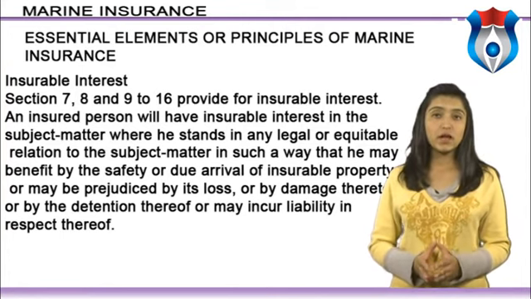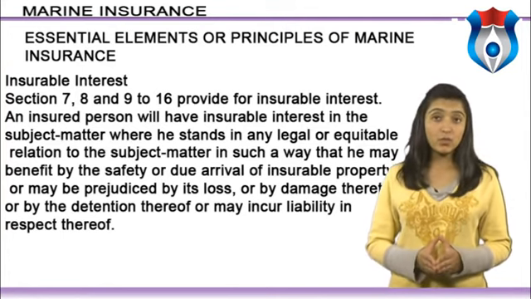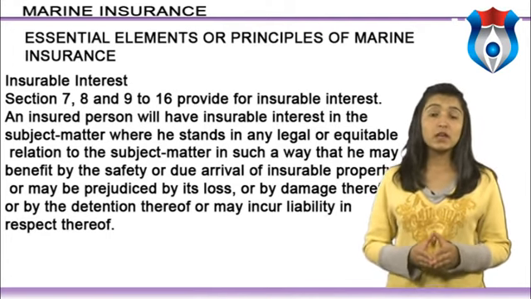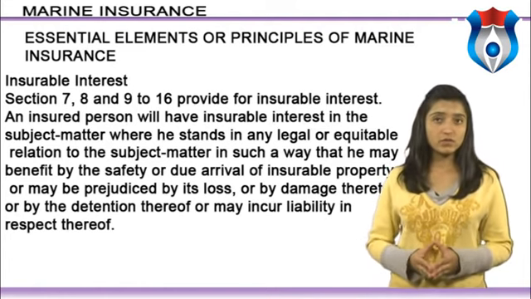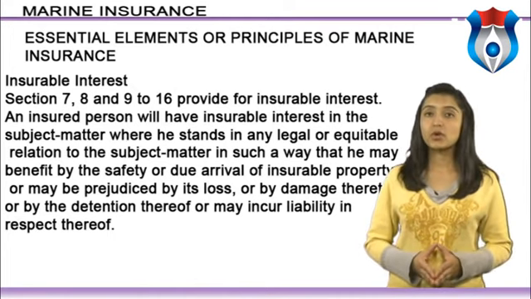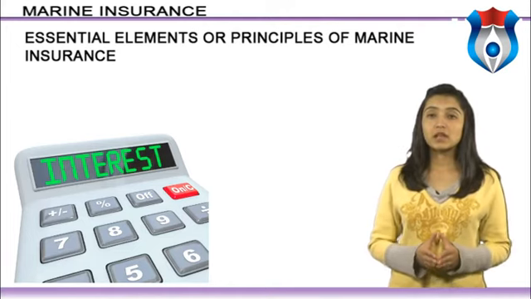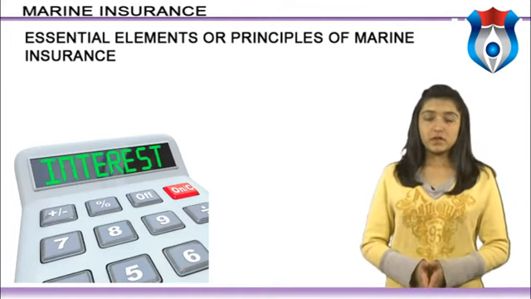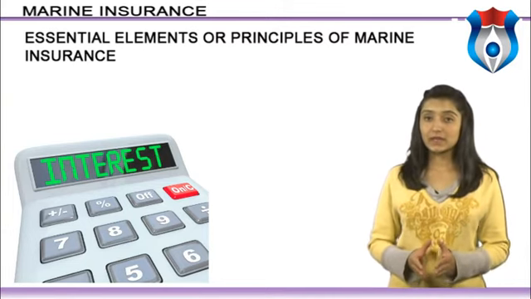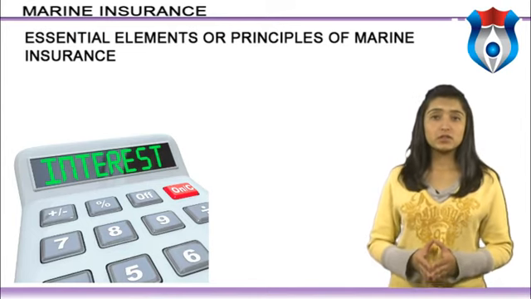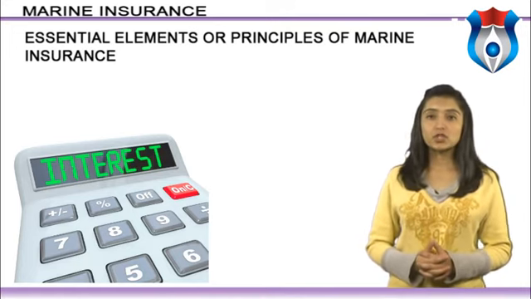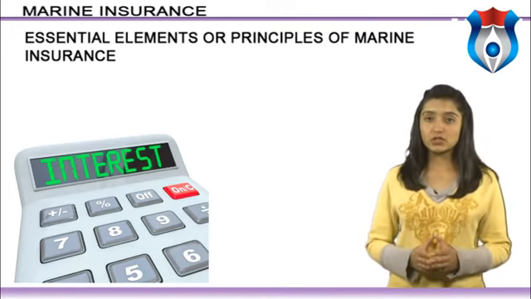An insured person will have insurable interest in the subject matter where he stands in any legal or equitable relation to the subject matter in such a way that he may benefit by the safety or due arrival of insurable property, or may be prejudiced by its loss or by damage thereto or by the detention thereof, or may incur liability in respect thereof. Since marine insurance is frequently effected before the commercial transactions to which they apply are formally completed, it is not essential for the assured to have an insurable interest at the time of effecting insurance, though he should have an expectation of acquiring such an interest.